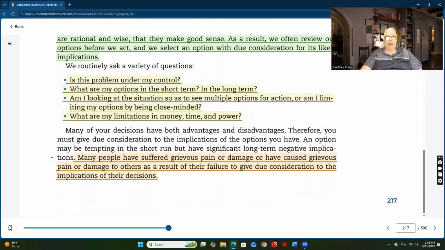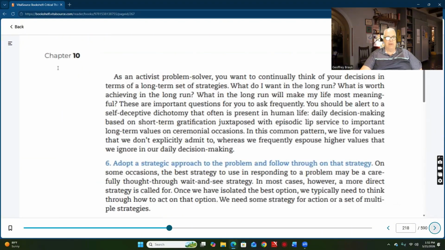Many people have suffered grievous pain or damage, or have caused grievous pain or damage to others as a result of their failure to give due consideration to the implications of their decisions. That's huge. A lot of people, too many people, are just knee-jerk reflex emotional, right? They get an inkling of what the answer is or what's going on, and from a very surface-oriented perspective, they come to conclusions or make decisions, right? That's dangerous, right? As an active problem solver, you want to continually think of your decisions in terms of a long-term set of strategies, right? That's huge.